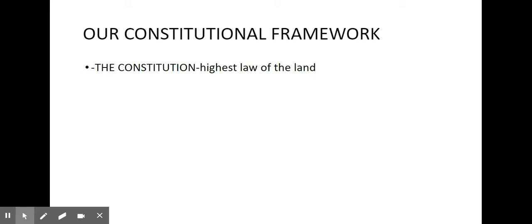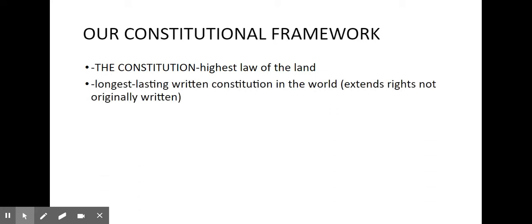Our Constitution is pretty spectacular because it is the longest lasting written Constitution in the world. It extends rights not originally written. That's one of the beauties of our Constitution. I took a class this summer about our Constitution, and I really have become more of a fan of it. The framers built in flexibility because they knew there were going to be issues they wouldn't have to deal with down the road. They created a document that was both specific enough to deal with the issues at the time, but also flexible enough to protect these rights not originally written. That's the beauty of our document, and that's why we have lasted longer than some others.